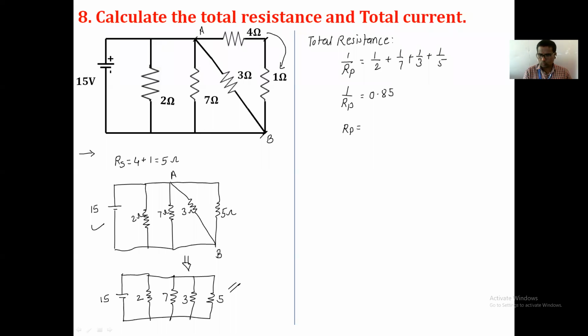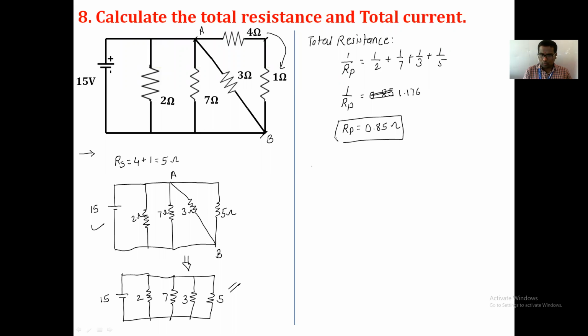Take the reciprocal of it. Rp is equal to 1 divided by the answer. Reciprocal. After taking the reciprocal, the answer is 0.85. Okay, means Rp is equal to 0.85. This is the total resistance.